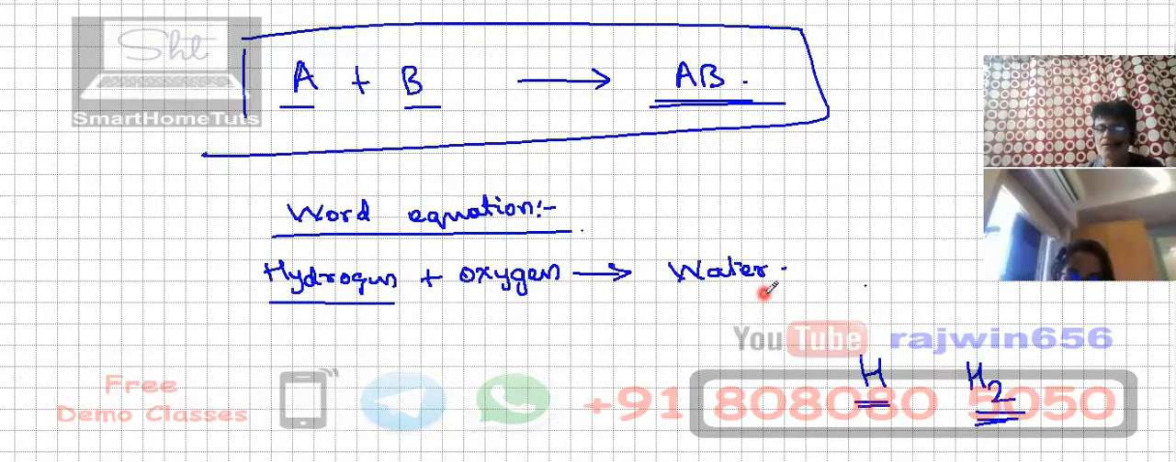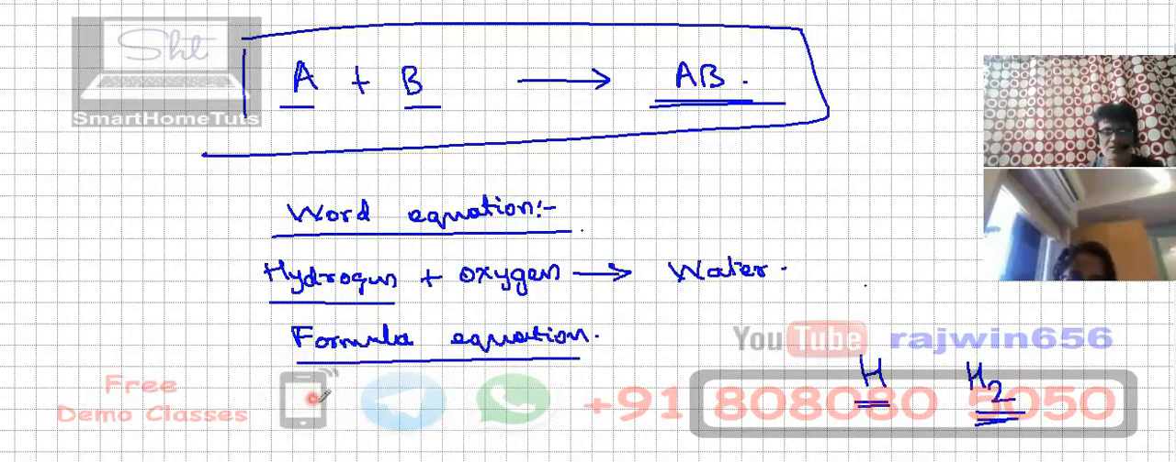This is a word equation, and now we are going to represent this with the help of a symbol or formula equation. So this is going to be the formula equation. Okay, so hydrogen is H2. What is the formula for oxygen? O is the symbol of oxygen. Again, here the formula of oxygen is going to be O2. Now, obviously, you will know the formula of water, H2O. Correct. This is going to be H2O.